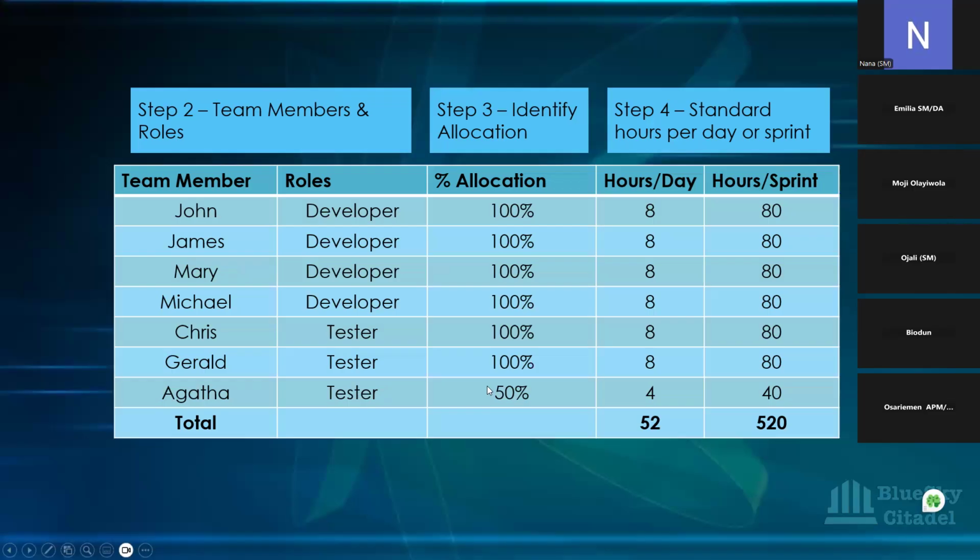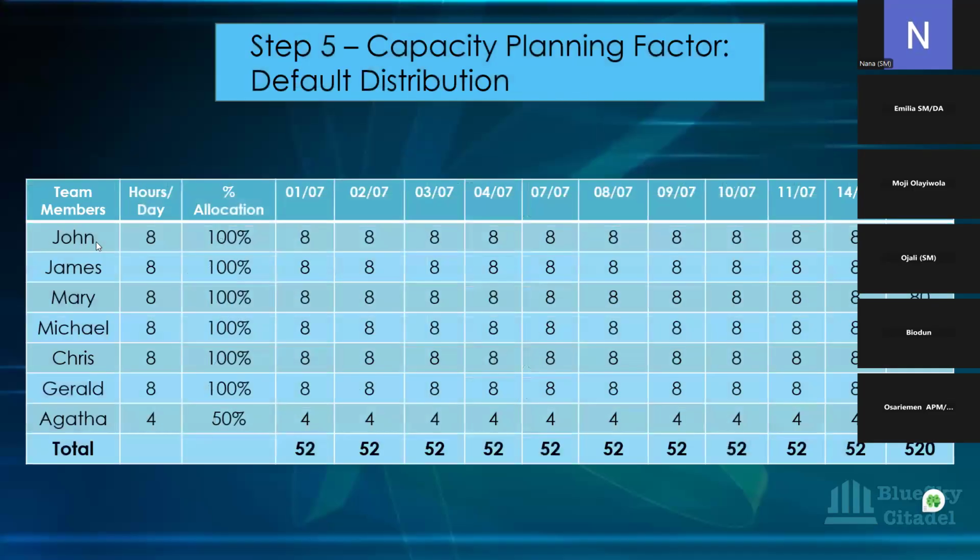And those are some of the things. So in a situation where John is 8 hours per day, Agatha will be 4 hours per day. She won't do 8 hours per day because she's a borrowed resource. Our other 50% maybe is being used on another project. Okay, so at the end of the day, you're looking at everybody having 52 hours per day or 520 hours per sprint.